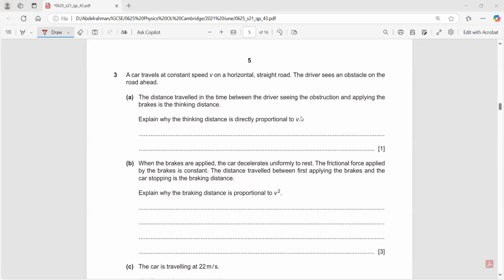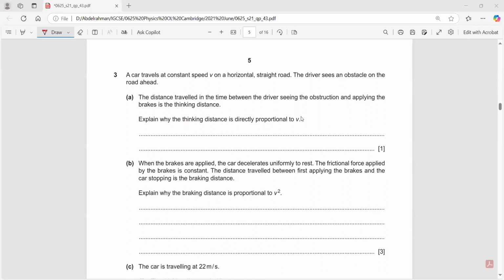Because distance equals speed times time, or speed equals distance over time. So if the speed is constant, then the time will also be constant. So this is part of the answer.